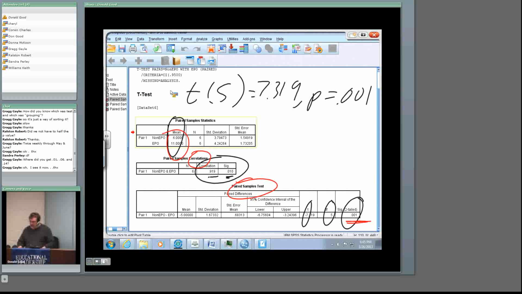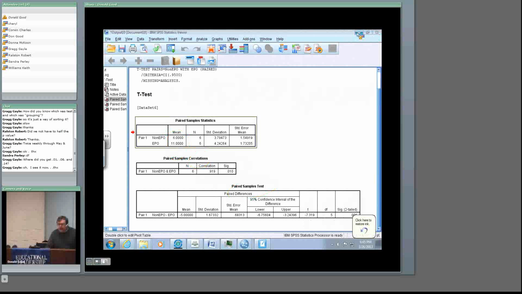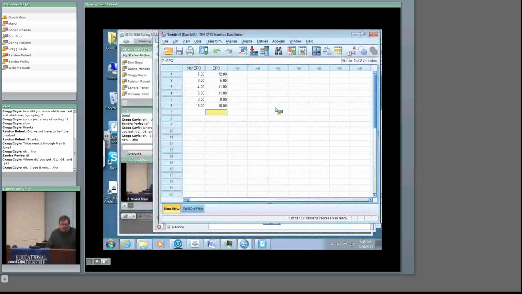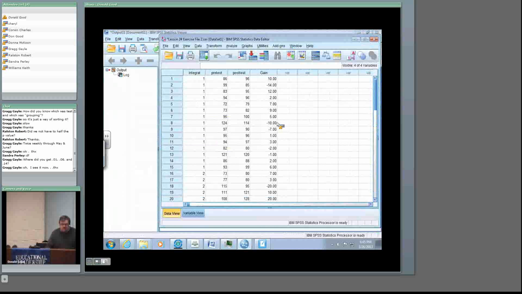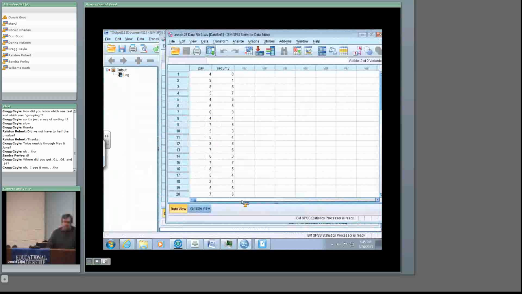Okay, let's look at an example or two from Green and Salkind. Let's go to lesson 23. It would be under content, yes. Lesson 23, data file 1. There it is.